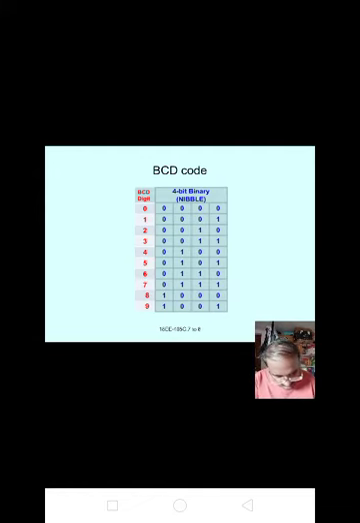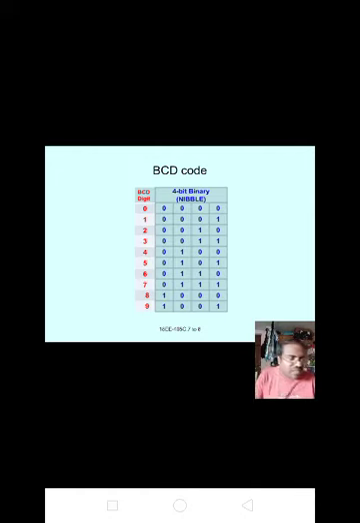Here I am reading and repeating again. Please make a note of it. That is 0000. For 1, 0001. For 2, 0010. For 3, 0011. For 4, 0100. For 5, 0101. For 6, 0110. For 7, 0111. For 8, 1000. For 9, 1001. Okay, please make a note of it.